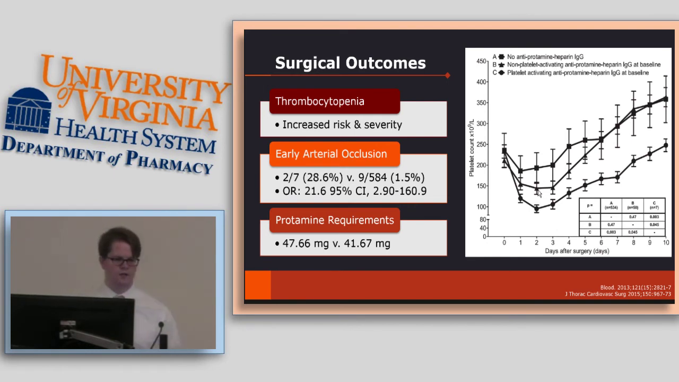And then those patients that had the activating antibodies were also shown to be at increased risk of having early arterial occlusions. So of the 7 patients with those activating antibodies, 2 of them had events, one being an early coronary occlusion, the other one being a stroke, both of them roughly around day 2 or day 3. And then after adjustment, the odds ratio between patients with activating antibodies and those without was roughly around 22.